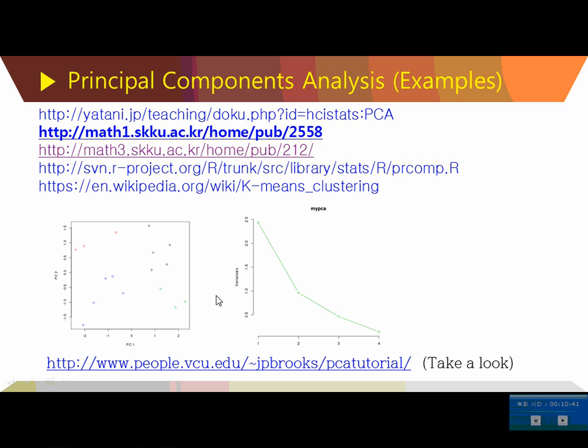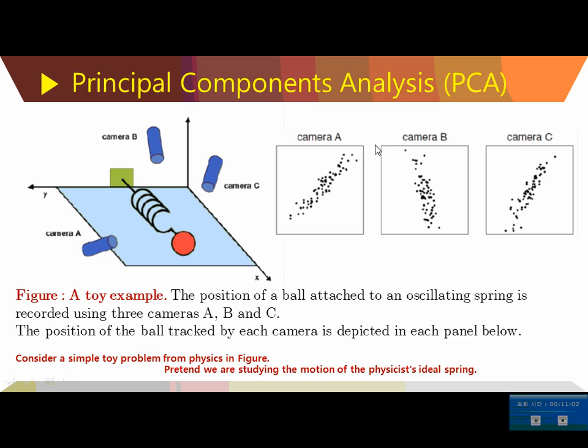Okay, so this is the data that you looked at, and there are more references for R, the open source software, and some other information related to this PCA. PCA tutorials are here. Anyways, here's another example. Suppose we have a ball. The position of a ball attached to an oscillating spring is recorded using 3 cameras, A, B, and C, and the position of the ball tracked by each camera is depicted in each panel below.